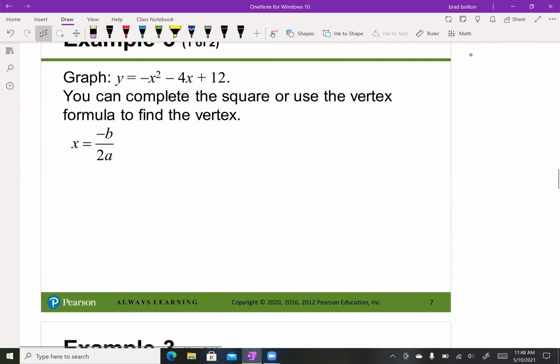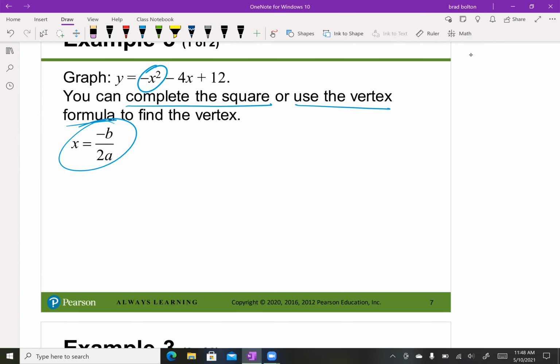So now what if they ask us to graph negative x squared minus 4x plus 12? So we're going to go with the completing the square method. Now notice this is an x squared. So this means that this will be a vertical parabola, okay? So I'm going to do negative b over 2a. So you could either complete the square or you could use vertex form, okay, to find the vertex. So I'm going to use negative b over 2a just because it's easier.